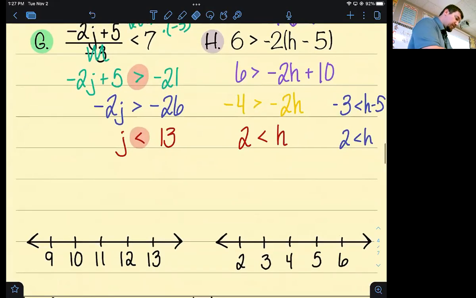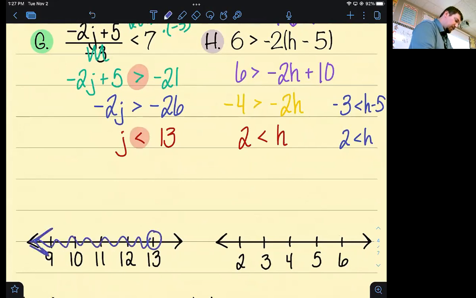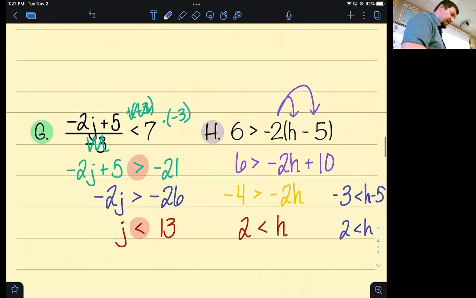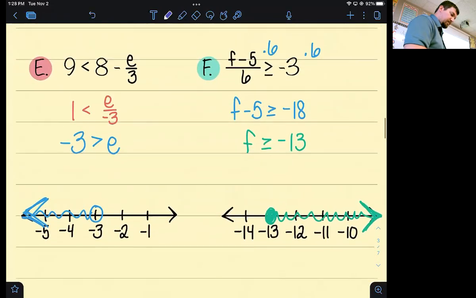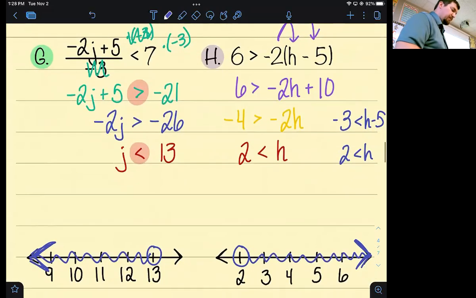All right, so I'm going to use an open circle around 13. Whoa, that's the eraser. Open circle around 13. I'm going to shade to the left. I'm going to use an open circle around 2, and I'm going to shade to the right. That is because in example G, the J, why did I use J when it's a G? I used all the other ones. That's stupid. I shaded to the left because J was small. But in the next example, the variable is bigger, so I shade to the right.